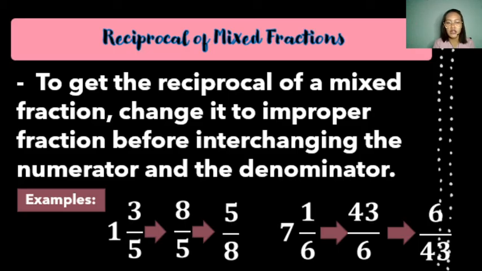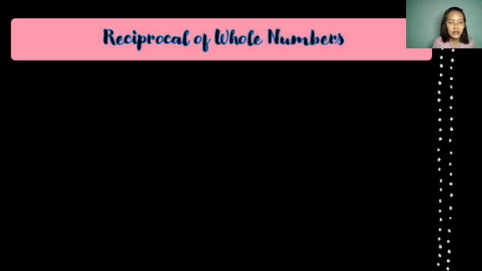Change it to improper fraction, 43/6. And then, get the reciprocal, 6/43. So, all you have to do is to recall, i-memorize natin or familiarize natin ang sarili natin how to change mixed fraction to improper. Ito po ay napag-aralan natin from our previous lesson. So, kung medyo nalilito, pwede nyo pong balikan yung lesson na yon para ma-master natin how to change mixed fraction to improper. And last, what about reciprocal of whole numbers?